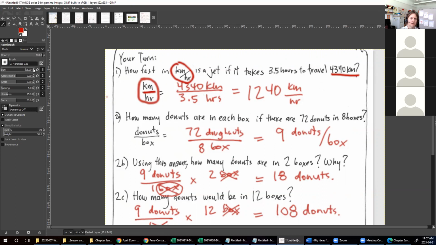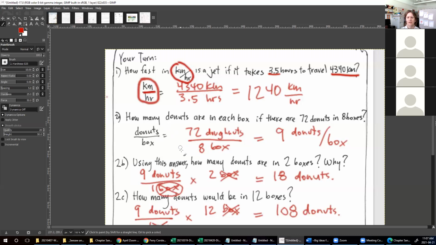Oops, that's not going to give me enough pen. Stop. Sorry, I just have to fix my pen here. Close enough. So I'm going to take my kilometers on the top because that's what it's asking for. So I put my 4340 kilometers. And on the bottom, I want my hours, which is 3.5. So I put that on the bottom. My units are now kilometers per hour, so I can just do the division. 4340 divided by 3.5 gives me 1,240. And my units are kilometers per hour. Perfect.